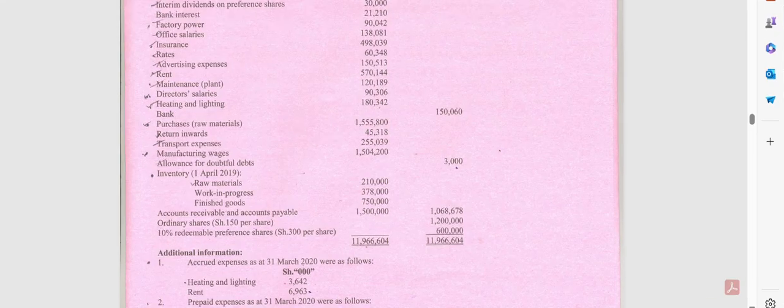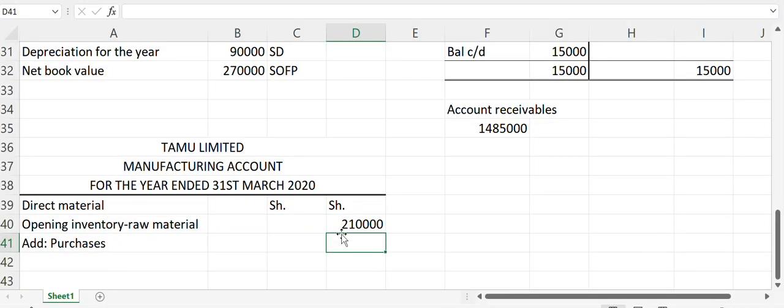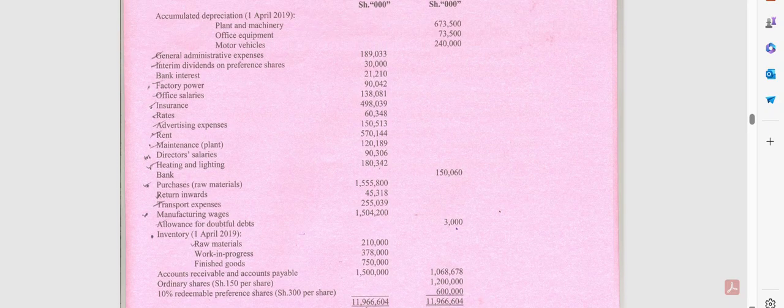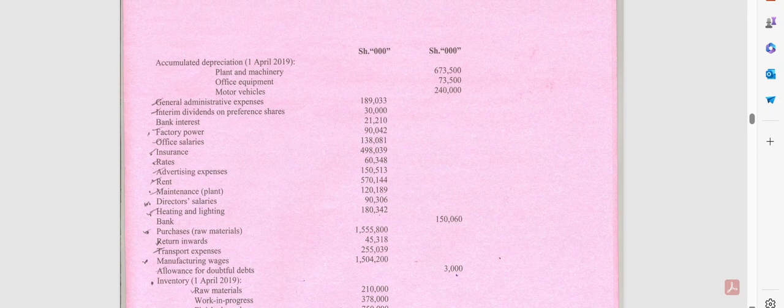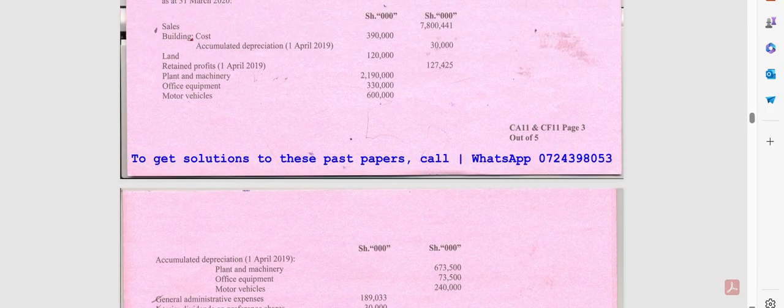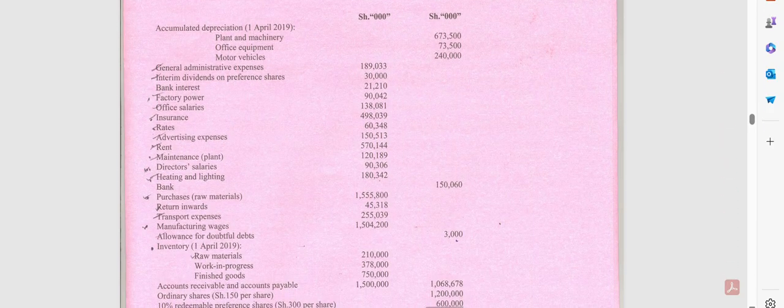So purchases, yes, purchases raw material is 1,555,800. Check whether we have carriage inwards, return outwards. So we have return inwards. Inwards is for sales, so we are not going to record that. But do we have return outwards? I can't see return outwards. Carriage inwards, I can't see carriage inwards. So we don't have those.